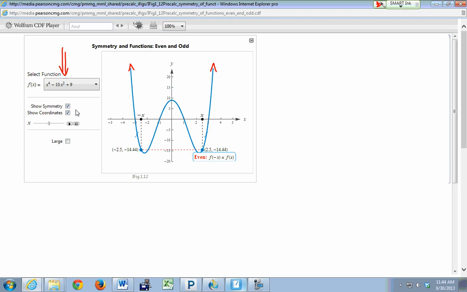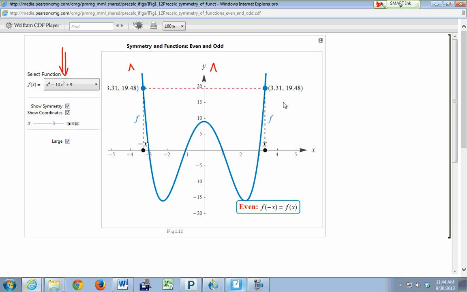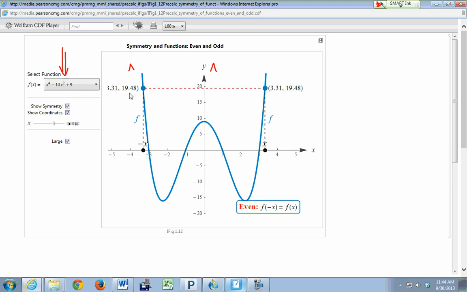Let's find another input value. So I'm going to take this slider and make this large so you can see it. Let's move it this way, up there. So what's my input value for x now? What do I put in that table? 3.31. And the opposite of x should be negative 3.31. What's my output value for both of them?